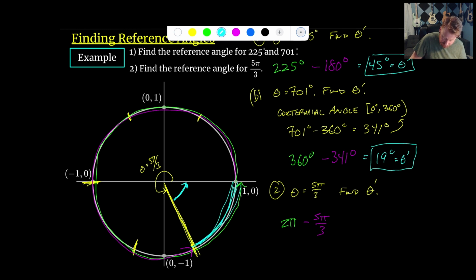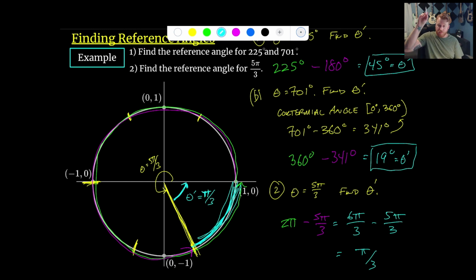So the full green goes all the way around. I subtract off the pink, and what's just left is this blue here. So if I get a common denominator, I could write this as 6 pi over 3 minus 5 pi over 3, and this just gives us pi over 3, which I don't think was too hard to imagine that this reference angle was pi over 3, because if you add that to where we were, which was 5 pi over 3, you complete the revolution. So we're just using that logic in reverse there. So here is theta prime. It is pi over 3.